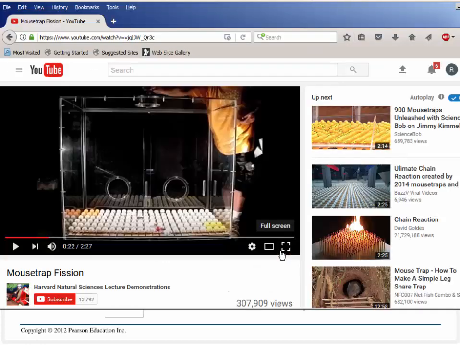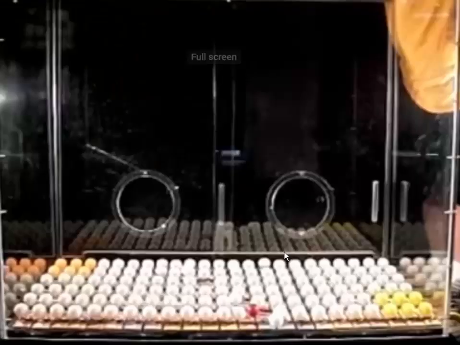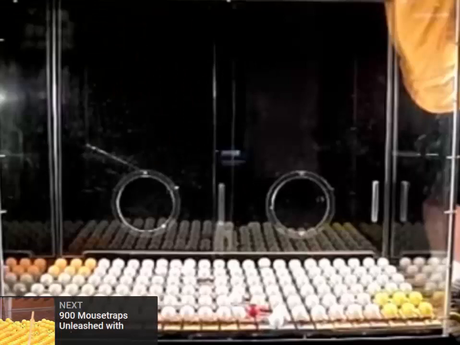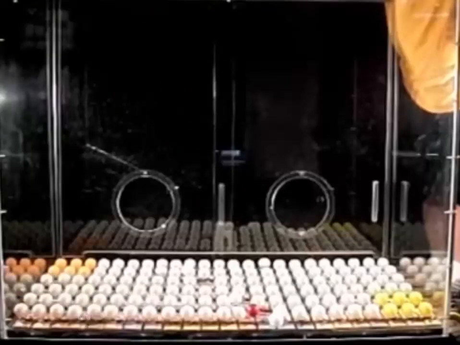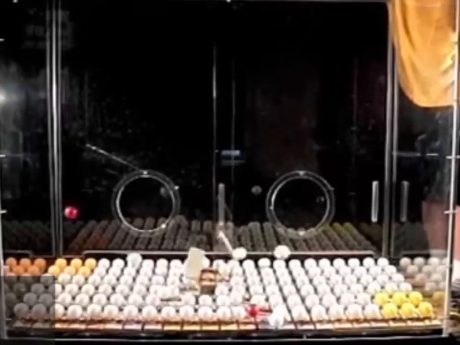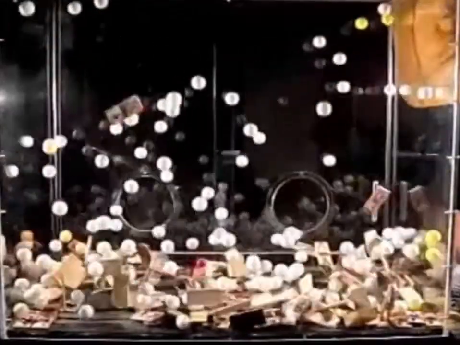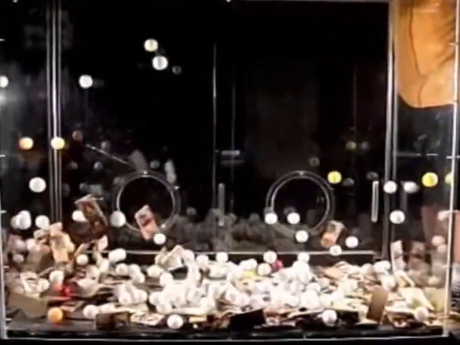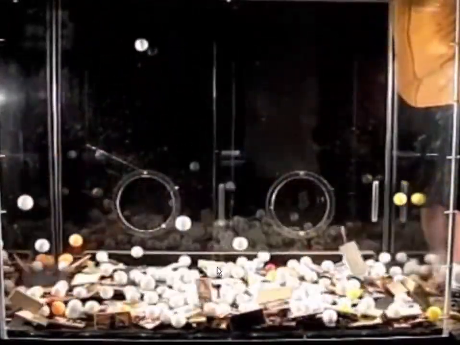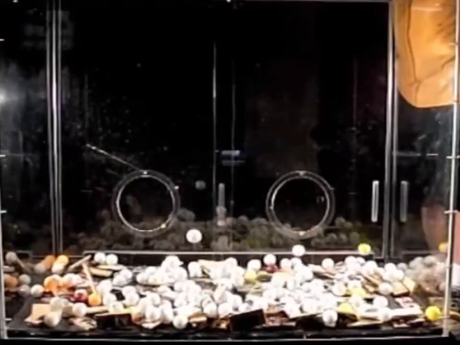Now, a way to think about this, I'm going to show you something from the Harvard Natural Sciences demonstration. Think of this as a bunch of mousetraps with ping pong balls set on them. And what we're going to do is introduce one neutron. The ping pong balls are kind of neutrons. And what's going on right here is we're seeing a chain reaction or a cascade of energy. And there's tons of videos like this up on YouTube. Highly recommend you check them out. It's good fun to watch.